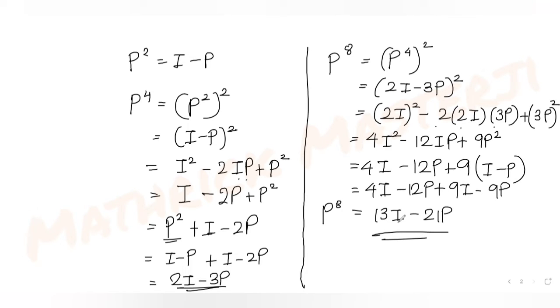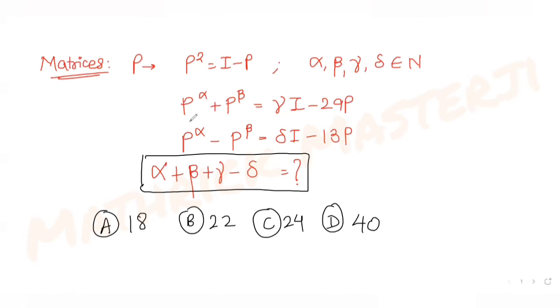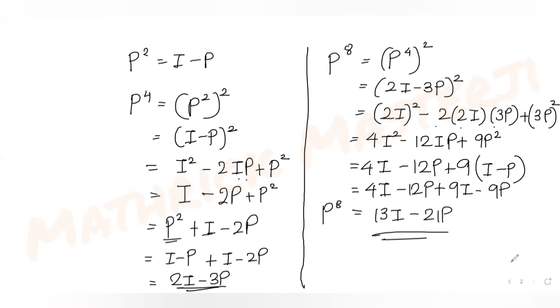Now once I have all of this with me, if I see the question, it's telling me P raised to alpha plus P raised to beta means some powers of P. If I'm adding them, I should get minus 29, and if I'm subtracting the same powers of P, I should get minus 13. So I have minus 21 here, minus 3 here, and minus 1 here. If I combine any of them and add, minus 1 minus 3 gives you minus 4. Minus 3 and minus 21 gives you minus 24.